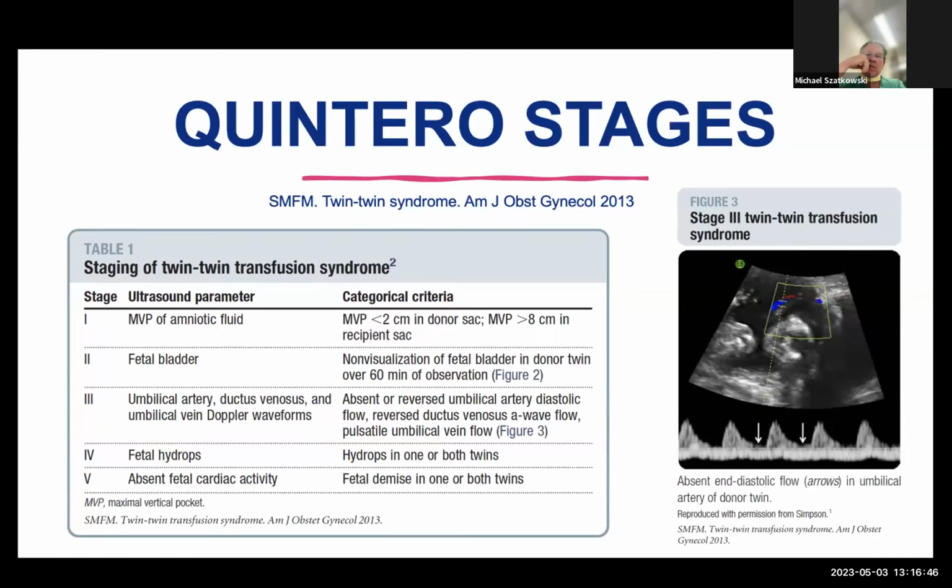Once the oliguria occurs and the bladder is no longer observed to fill, the disease is classified as stage two. In stage three, abnormal Dopplers can be seen, indicating high systemic vascular resistance and/or a failing heart. If hydrops is present in either twin, the disease has entered stage four, and finally, fetal demise of one or both twins is termed stage five.